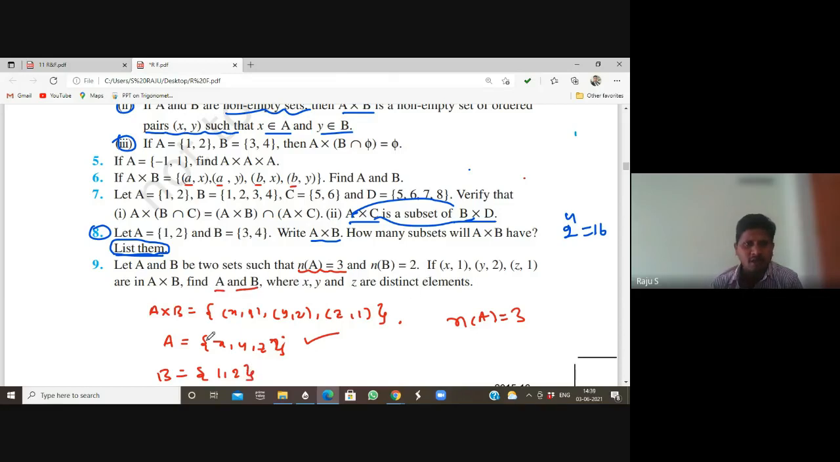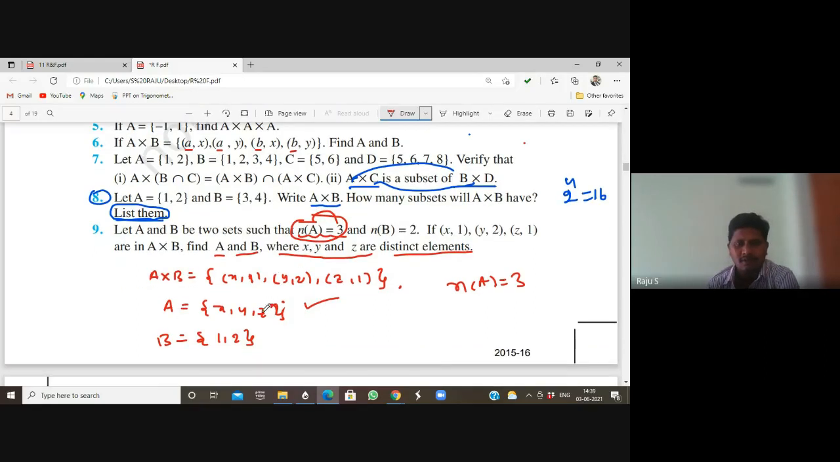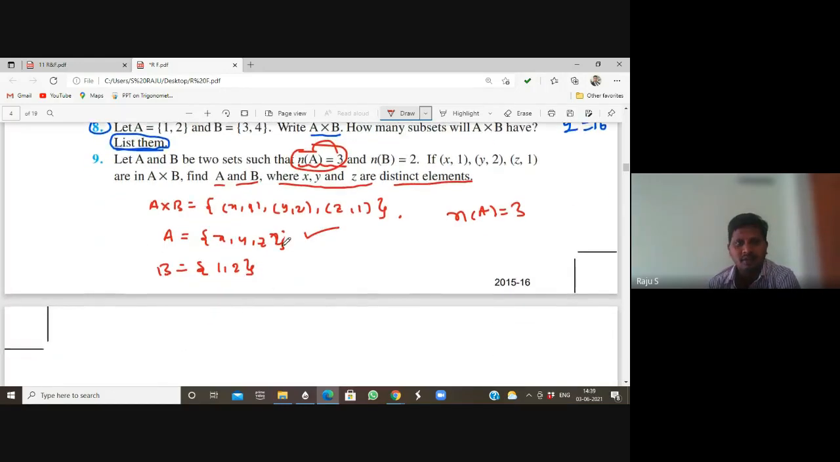We found A is x, y, z and B is 1, 2, where x, y, z are distinct elements. Whenever they are distinct elements, only then n of A becomes 3. For example, if any two of them are equal, can we write n of A is equal to 3? No. Only when x, y, z are distinct is n of A equal to 3. Okay, this is the right answer. A cross B is equal to this. A is the set of all first elements, B is the set of all second elements. That is the answer.